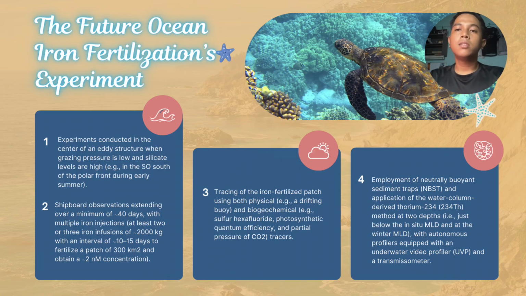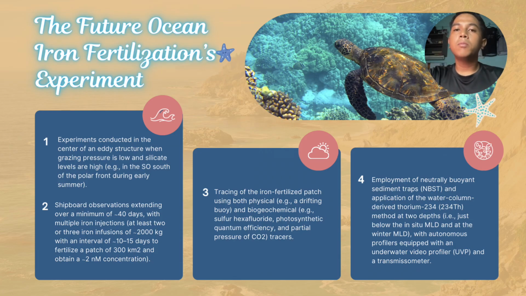Number 3. Tracing the iron-fertilized patch. Use both physical, for example drifting buoys, and biogeochemical tracers, for example sulfur hexafluoride, photosynthetic quantum efficiency, and partial pressure of carbon dioxide traces.